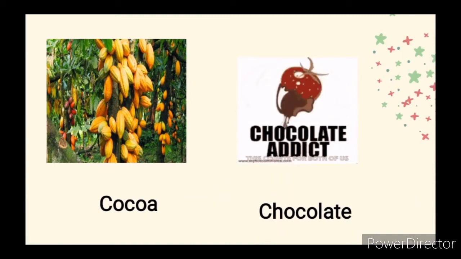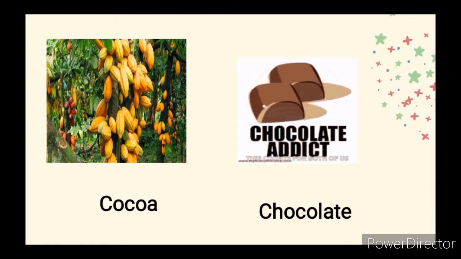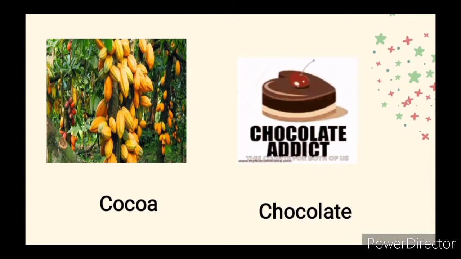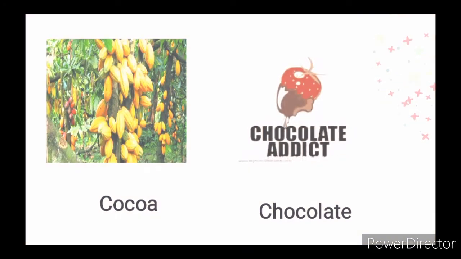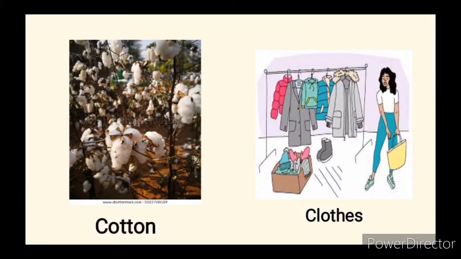Now let's go over to the uses of natural resources. We'll start with cash crops. The first I have here is cocoa. Cocoa is a cash crop and is used to make chocolate and beverages. Another cash crop I have here is cotton. Cotton is used to make clothes.